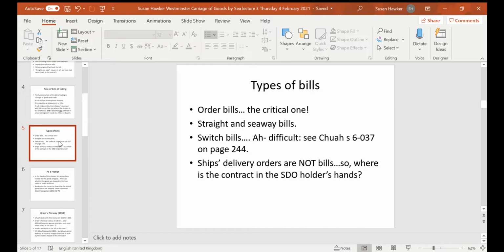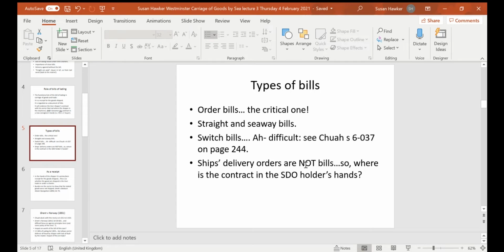Now, the reason I'm flagging this up is because under COGSA 92, the Carriage of Goods by Sea Act 1992, in addition to the lawful holder of an order bill being able to sue the carrier, in addition to the holder of a straight or sea waybill type bill being able to sue the carrier, the lawful holder of a ship's delivery order is able to sue the carrier.